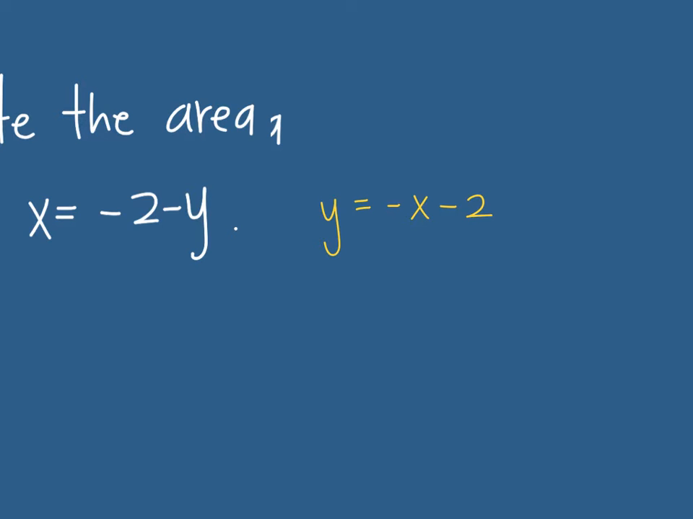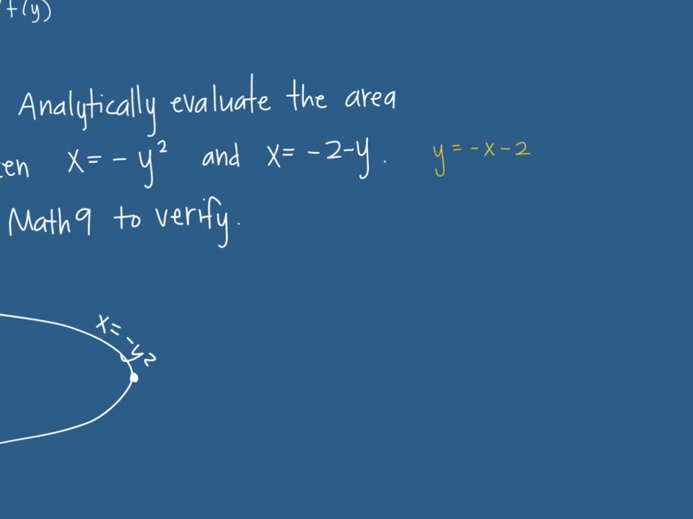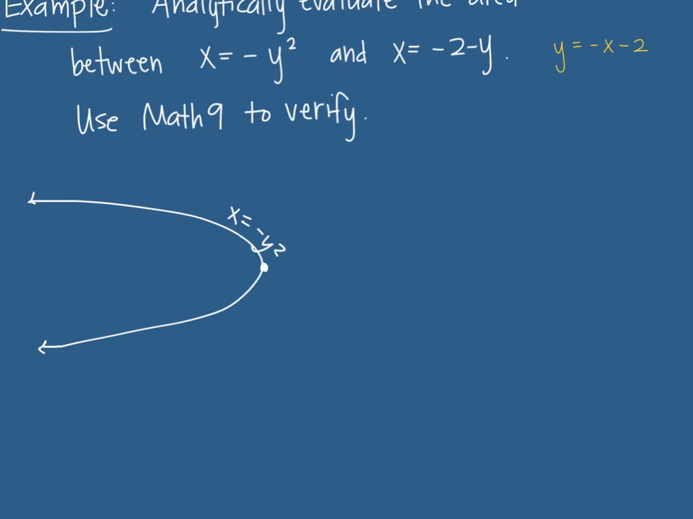Oh, it has a negative slope, and it's going through negative 2 on the y-axis. And so my graph, if this is where 0, 0 is, then negative 2 is going to be about down here. And it's going to have a slope of negative 1. So my linear piece will be coming through that way. And that's the equation x equals negative 2 minus y.